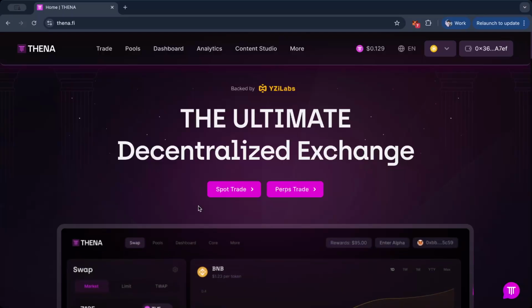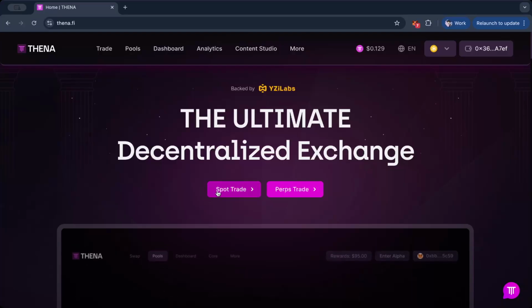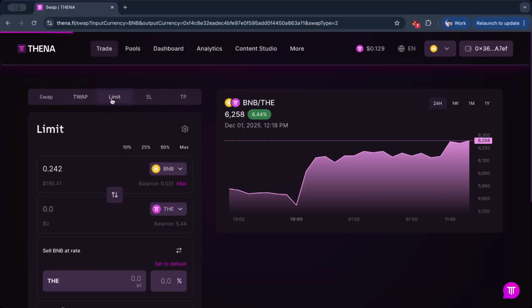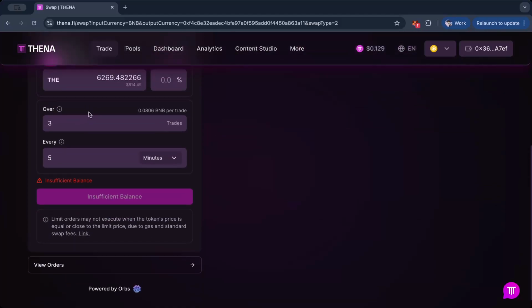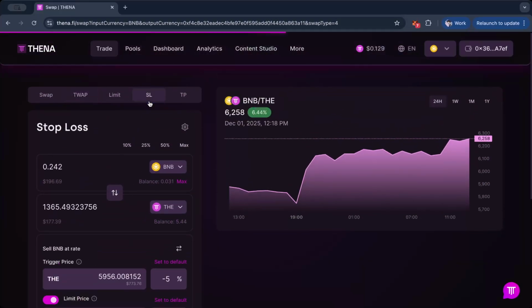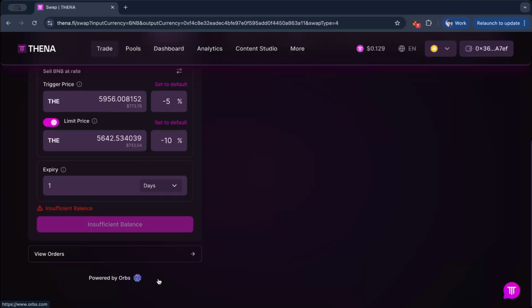So I'm just on the THENA website. This is their homepage. Nothing out of the ordinary here. We go to spot trade, and we're on the normal swap page. For those of you that have traded with some of Orbs protocols before, you can see TWAP and Limit. These are the tabs here. And then there's the Powered by Orbs logo. Love to see that. And then on the new stuff, we have stop loss and take profit. So SL, stop loss, TP, take profit. And again, the Powered by Orbs logo.